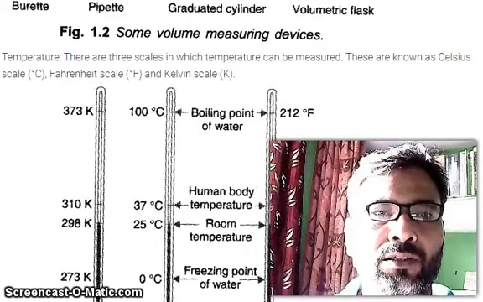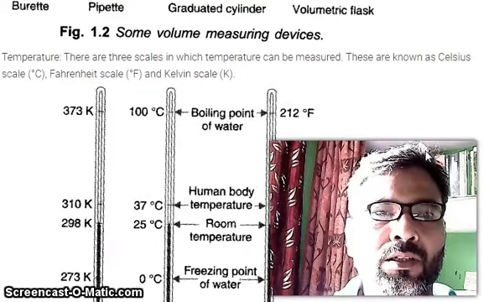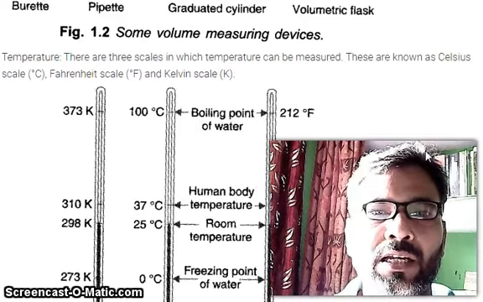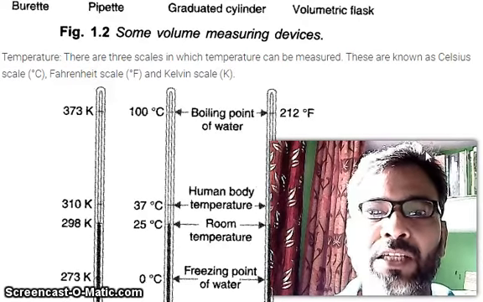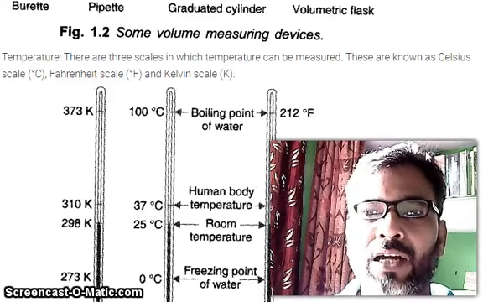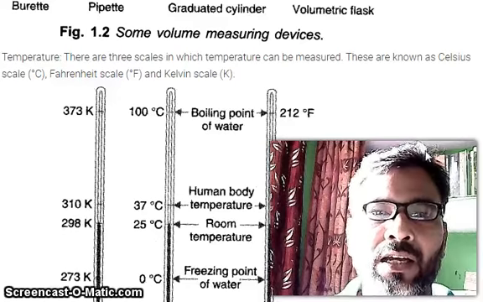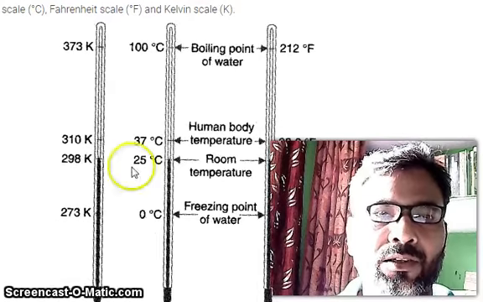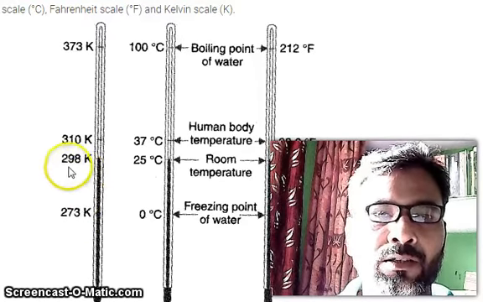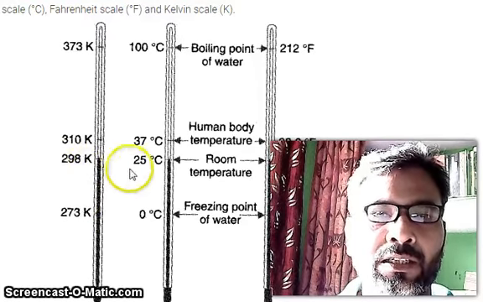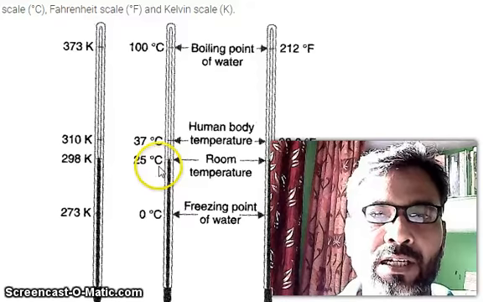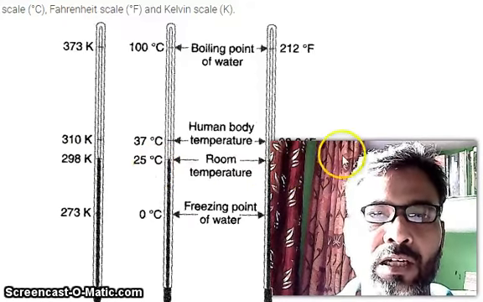Now temperature. There are three scales in which temperature can be measured. These are known as the Celsius scale, Fahrenheit scale and Kelvin scale. So look here: 298 Kelvin, 25 degrees Celsius and 77 Fahrenheit. So this is the room temperature.